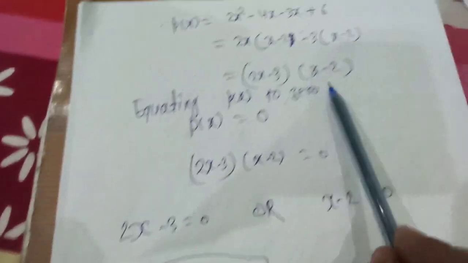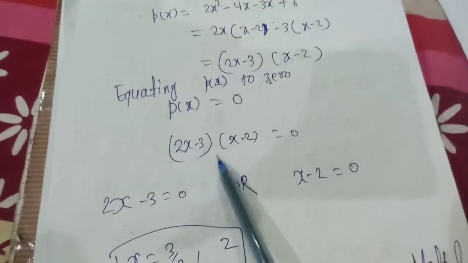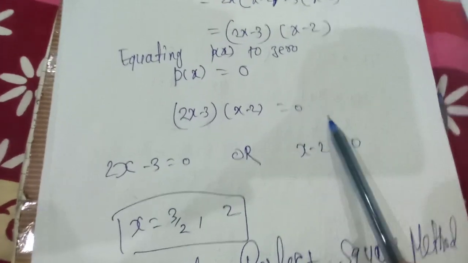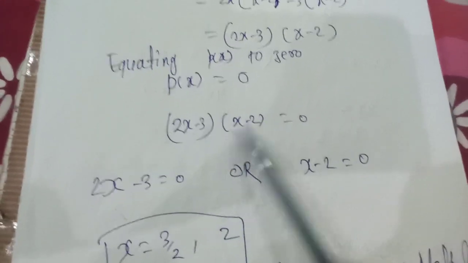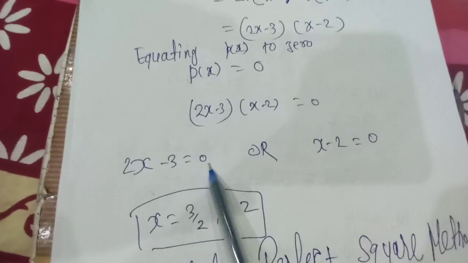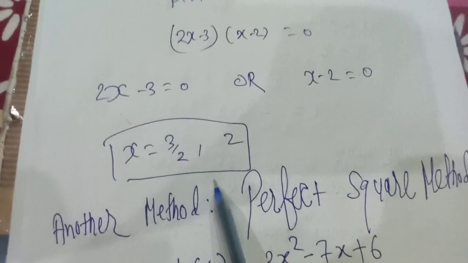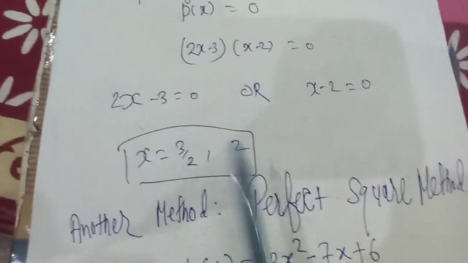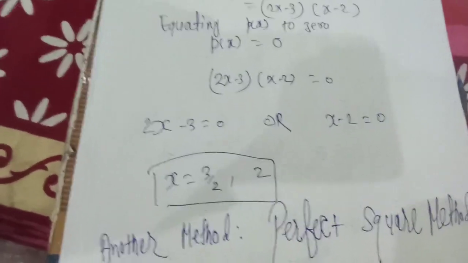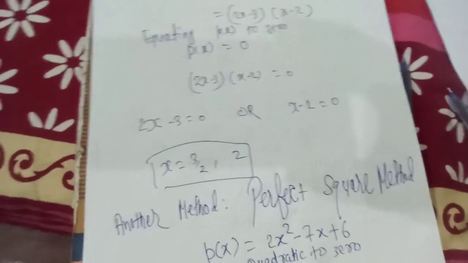Now we equate this quadratic expression to 0. So 2x minus 3 into x minus 2 equals 0. If the product of two numbers is 0, either one of the numbers will be 0, or both will be 0. So either 2x minus 3 equals 0, or x minus 2 equals 0. Here we get x equals 3 by 2 and x equals 2. These are the same zeros we found in the quadratic formula method. Now there are other methods also.